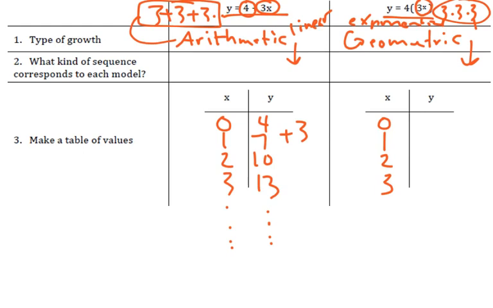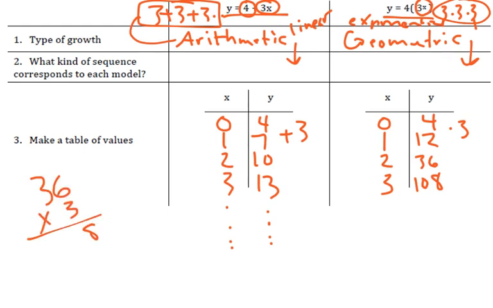For the geometric, for the exponential pattern, we start at 4 still. This time we're multiplying by 3. So we have 12, then 36, then 108, right? 36 times 3, yeah, 108. So notice we've got the same starting points and the same number, but because we're multiplying or adding, that changes things, right?